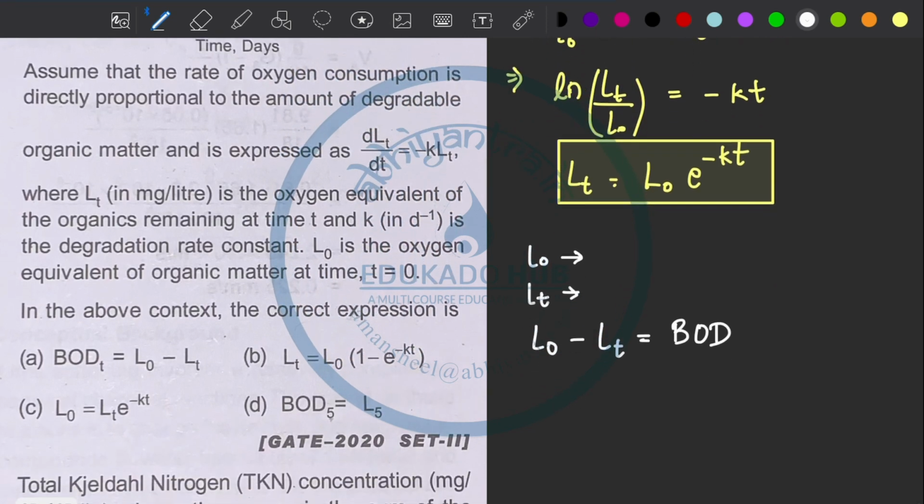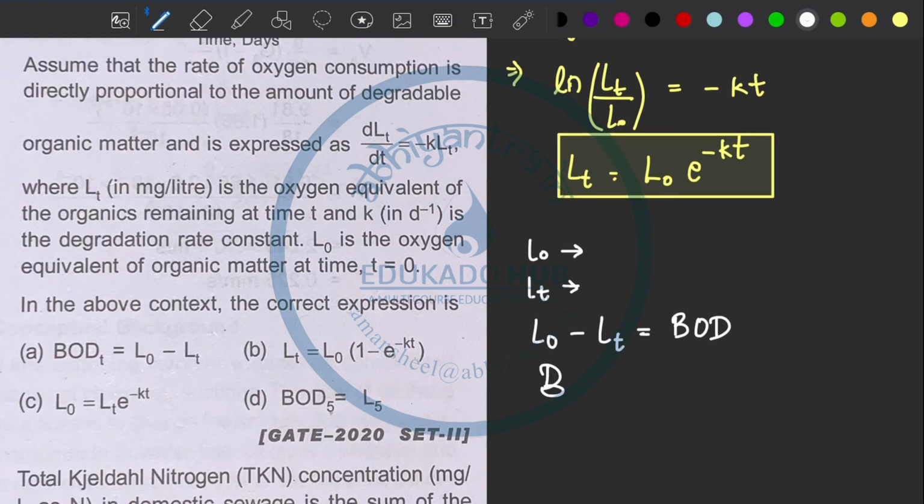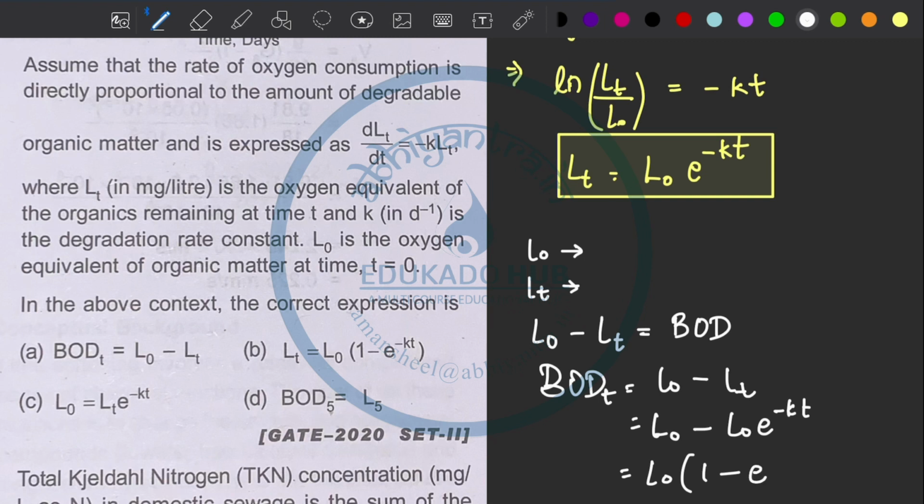So the BOD exerted after time t is nothing but L0 minus Lt, which is L0 minus L0 e to the power minus kt, which is L0 times (1 minus e to the power minus kt). So the correct option is option B.